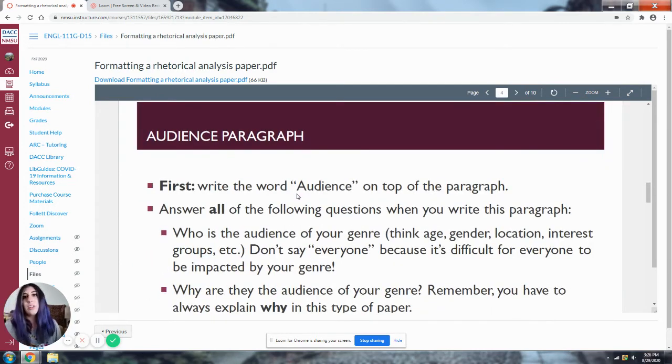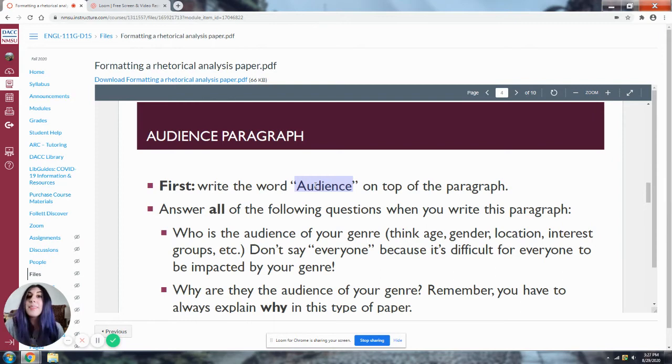So, and again, after the introduction, it doesn't really matter what order you go in, but this is the order that I'm suggesting. But you need to analyze audience. And what I mean by audience, now if you're using section headings, write the word audience at the top of the paragraph so that your audience knows that the introduction is done, and now you're going to really start analyzing.